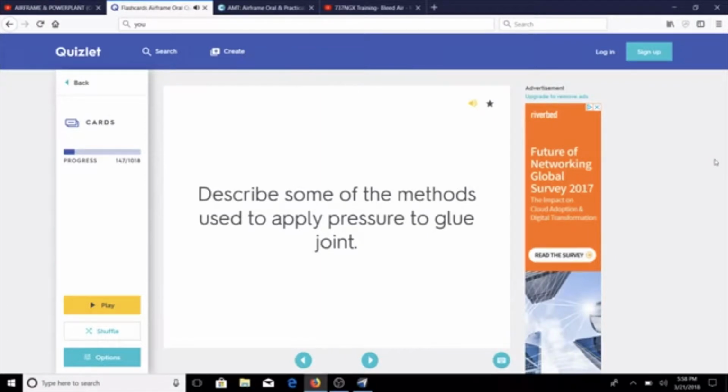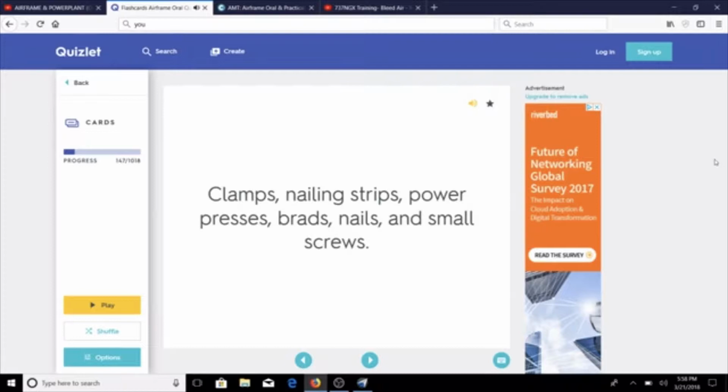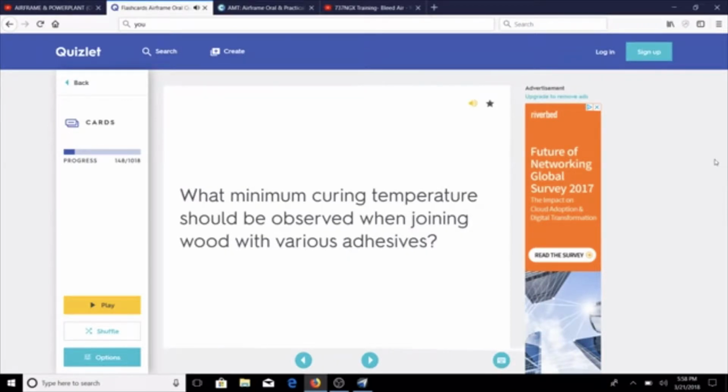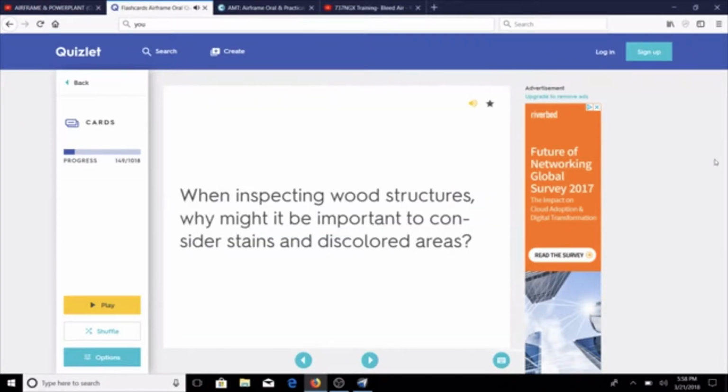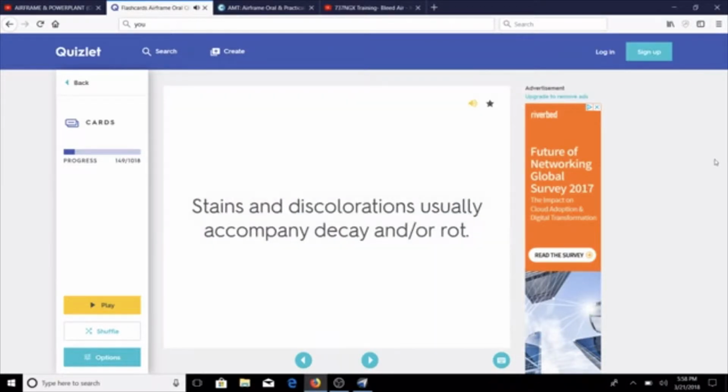Describe some of the methods used to apply pressure to a glue joint. Clamps, nailing strips, power presses, brads, nails, and small screws. What minimum curing temperature should be observed when joining wood with various adhesives? 70 degrees Fahrenheit or as specified by the glue manufacturer. When inspecting wood structures, why might it be important to consider stains and discolored areas? Stains and discolorations usually accompany decay and/or rot.